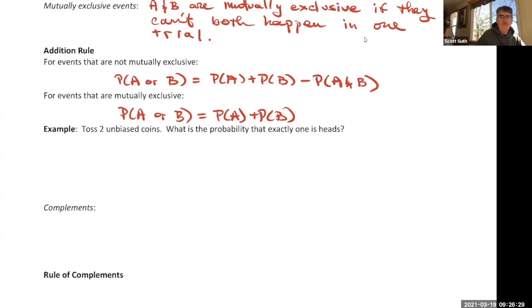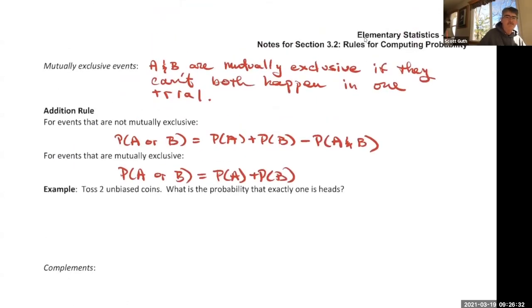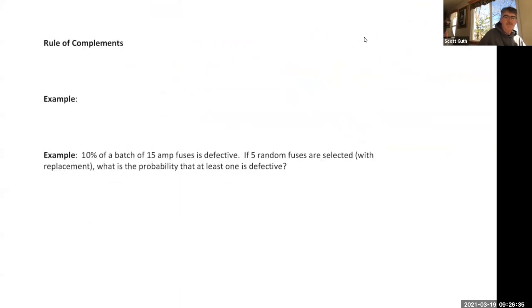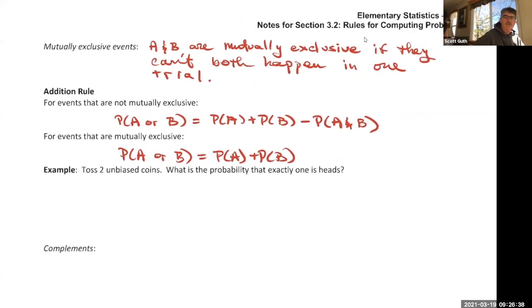This one looks like a little bit more complicated here. So it says toss 2 unbiased coins. That means it's a 50-50 coin, 50% chance of heads, 50% chance of tails, not 40, 60 or anything like that. So what's the probability that one is heads? Okay, so probability that one is heads, let's do H for heads and T for tails.